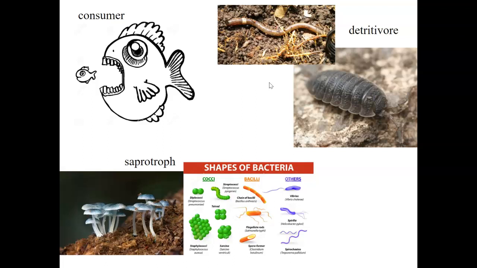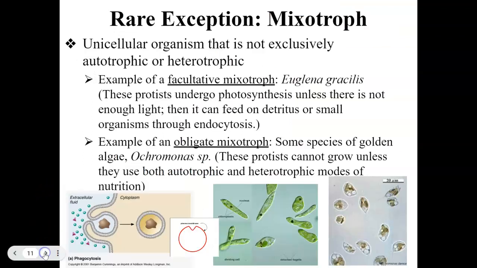Saprotrophs are shown on the bottom, so you can see fungi like mushrooms or molds. And then many types of bacteria also do tend to be saprotrophic. There are exceptions to this rule where organisms are not exclusively autotrophic or not exclusively heterotrophic.